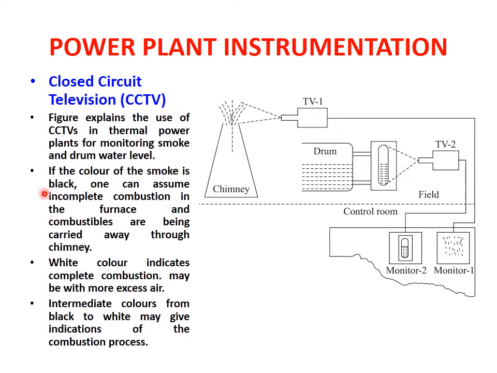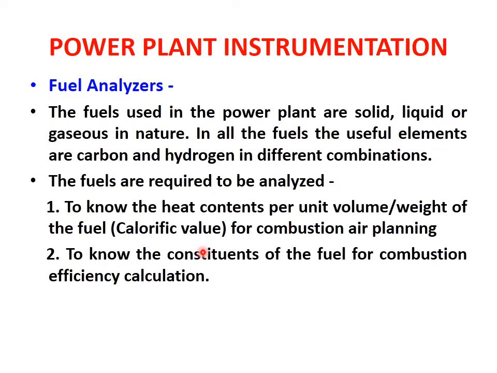If the color of the smoke is black, one can assume incomplete combustion in the furnace and combustibles are being carried away through the chimney. So as we have explained, if the smoke color is black, then there are some impurities also coming from the chimney. White color indicates complete combustion, maybe with more excess air. Intermediate colors from black to white may give indications of the combustion process.